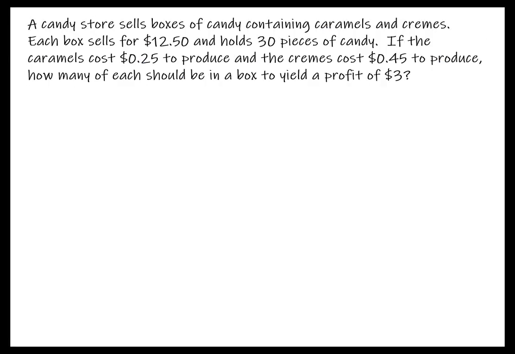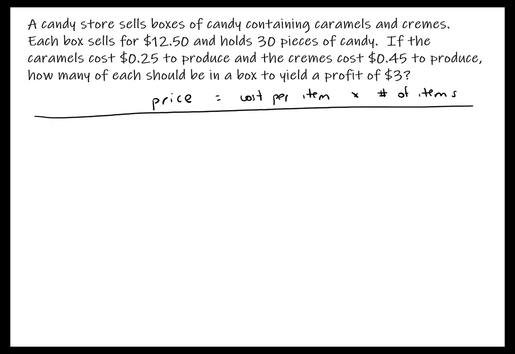Alright, this question is still going to be the same as the last one. It does have a little bit of an extra element to it. We'll get to that, but basically we're combining two different pieces of candy which sell at two different prices. So we're going to put all the information into a chart. Once again, using our price is equal to cost per item times number of items, or cost per pound, number of pounds, whatever you want to write.